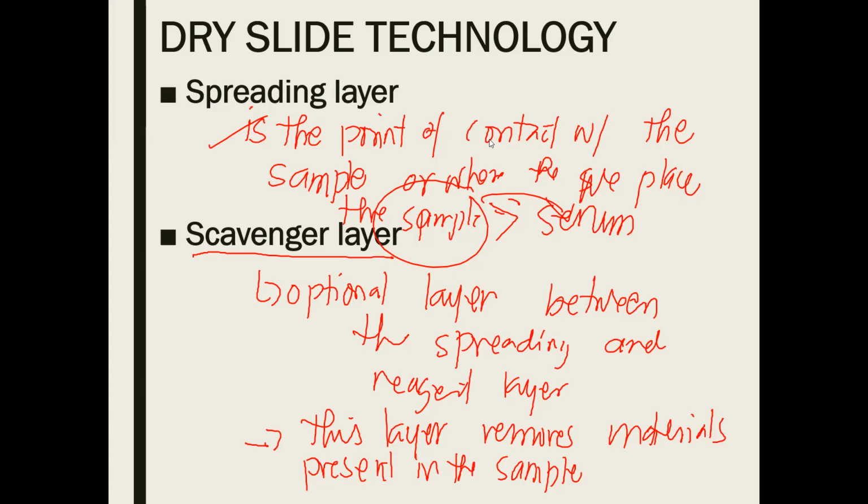And why is the scavenger layer removing materials? These materials that we are referring to might cause interference with the reaction. Therefore, the scavenger layer is a layer that removes materials present in the sample which might interfere with the result. Okay? Which might interfere with the result or the reaction.